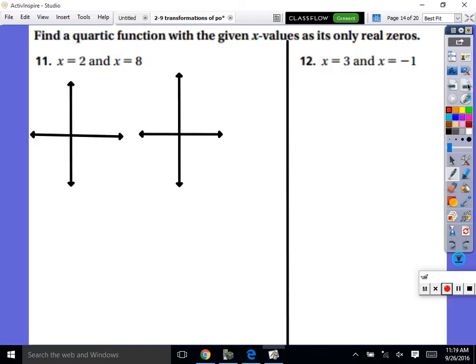Okay. So let's do number 11 on the worksheet. It says, find a quartic function with the given x values. So we know x is equal to 2, and we know x is equal to 8. 2, 3, 4, 5, 6, 7, 8. So those are our two solutions. Now, before it was shifted, weren't we at 0? We were symmetric about the origin.